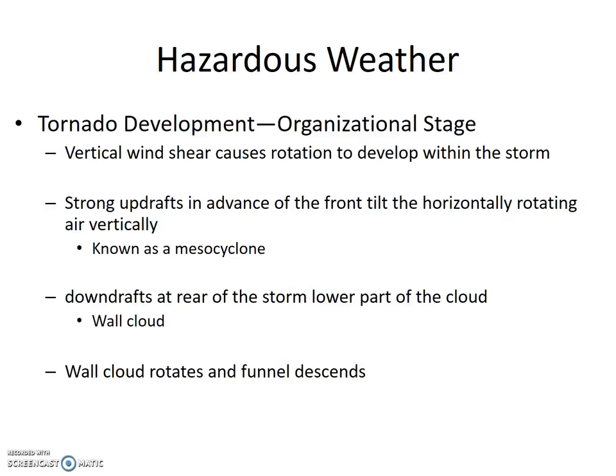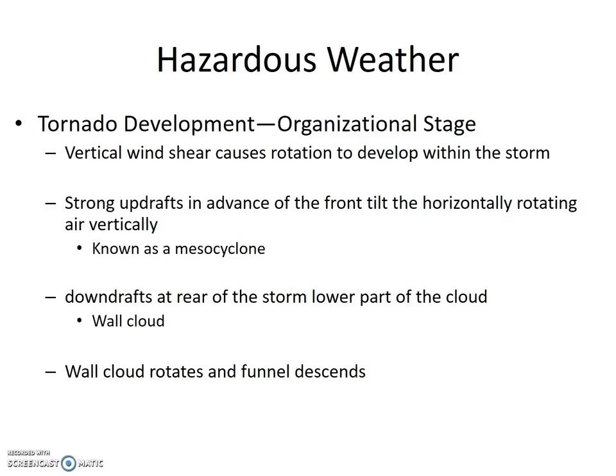There are several stages of tornado development. The first one is the organizational stage. In this stage, vertical wind shear causes rotation to develop within the storm. Strong updrafts in advance of the front tilt the horizontally rotating air vertically, which we know is known as a mesocyclone.